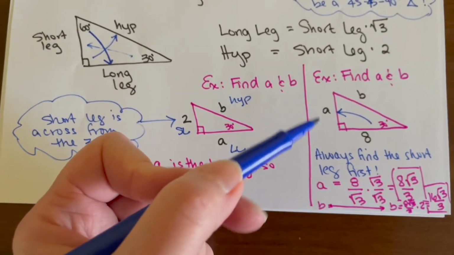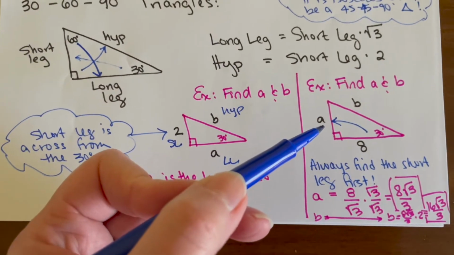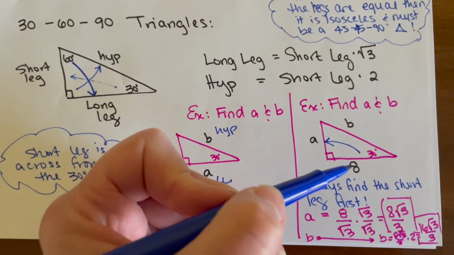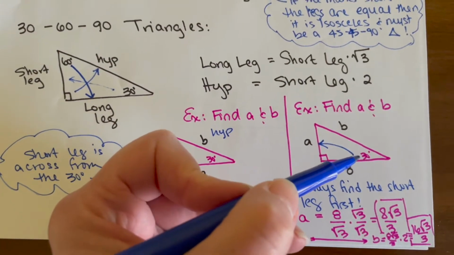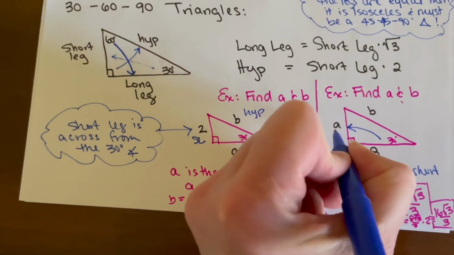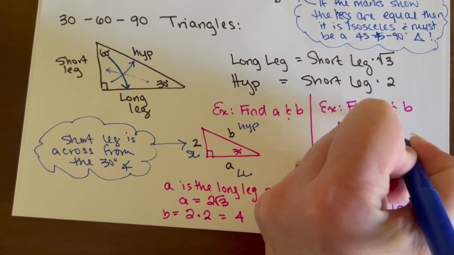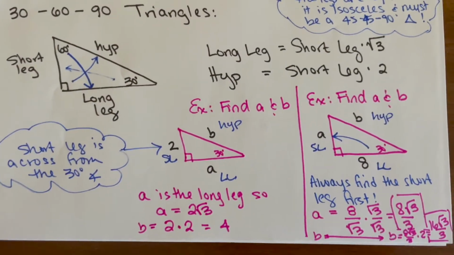This problem is also a 30, 60, 90 problem, but it's a little more complicated because they're giving us the long leg. So I need to find the short leg first, and then use the short leg to find the hypotenuse.